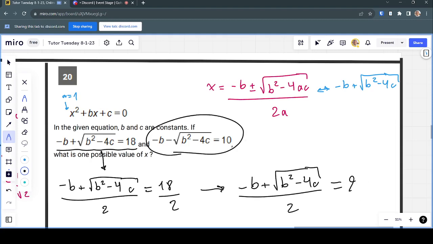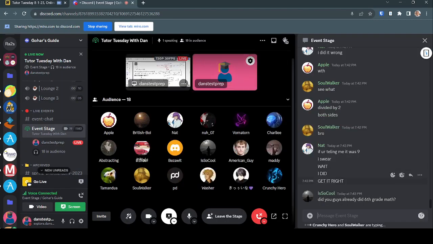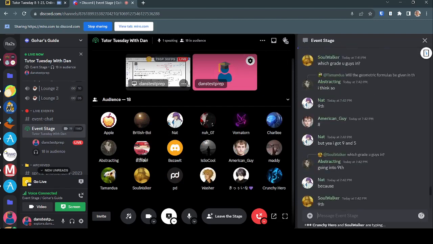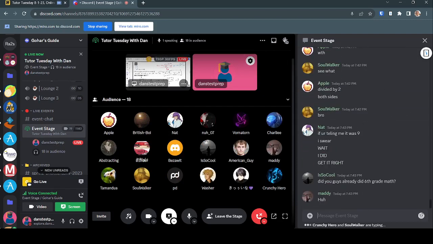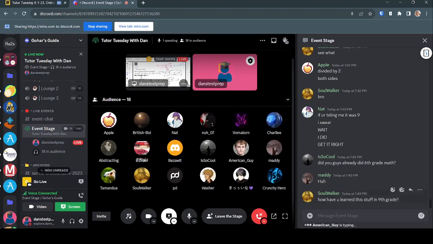And you could do the same thing with the other part of the equation they gave you. If you convert it to match the quadratic formula by dividing by 2, you could get another solution for x, which would be x is equal to 5. So your two solutions for this are going to be x is equal to 5 or x is equal to 9. Does that make sense, everyone?